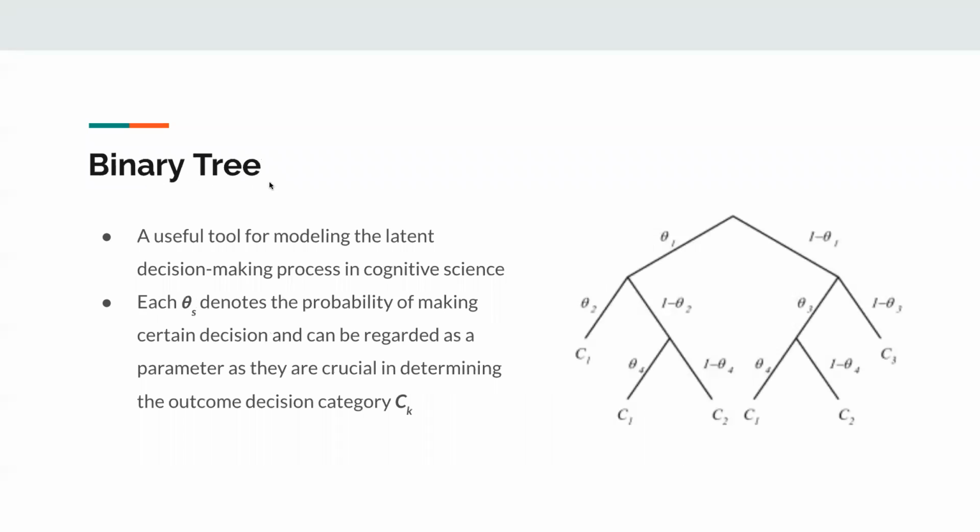So before we go into the mathematical aspect of it and also the example, let me just introduce the binary tree real quick. It is a useful tool for modeling the latent decision-making process in cognitive science. And each theta on the graph denotes the probability of making certain decision and can be regarded as a parameter, as they are crucial in determining the outcome decision category.